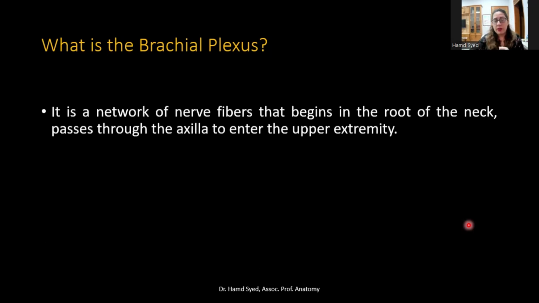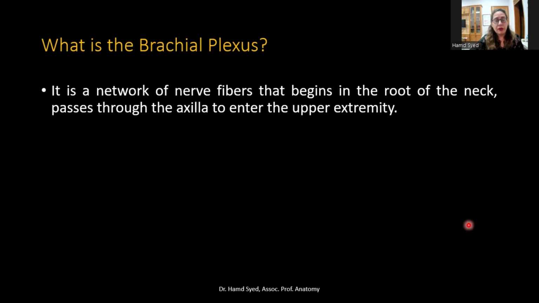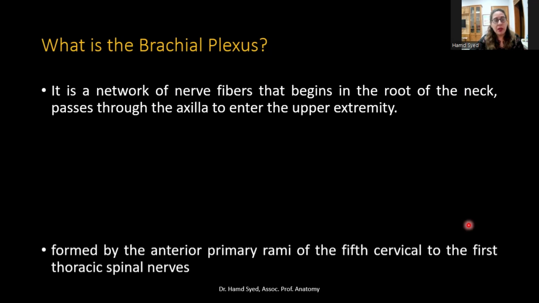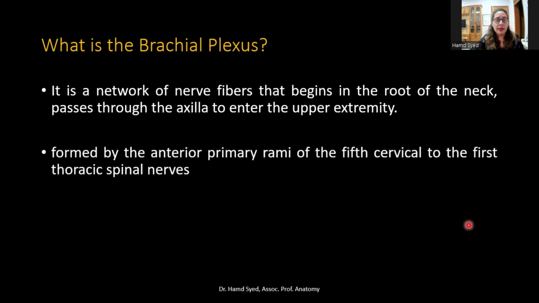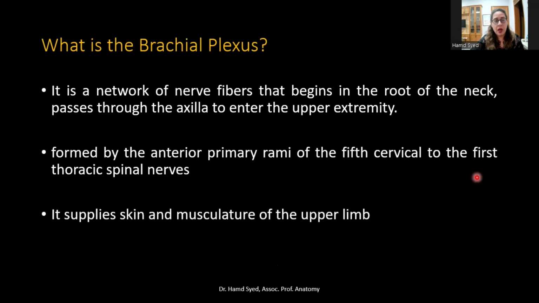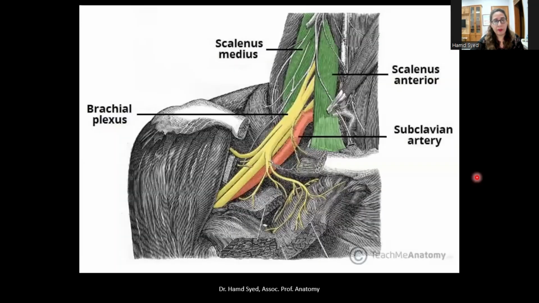The brachial plexus, as I told you, is a network of nerve fibers that begins in the root of the neck and then it passes through the axilla to enter the upper extremity. And it is formed by the anterior primary rami of the fifth cervical to the first thoracic spinal nerves. And it is supplying the skin as well as musculature of the upper limb.